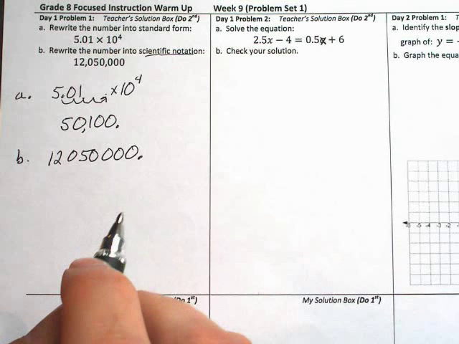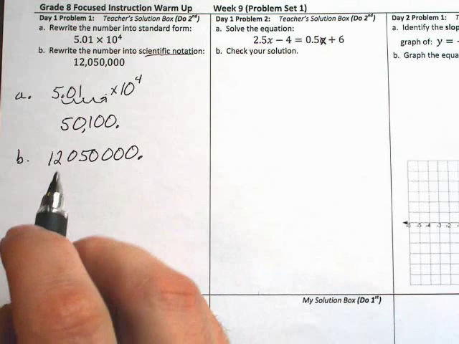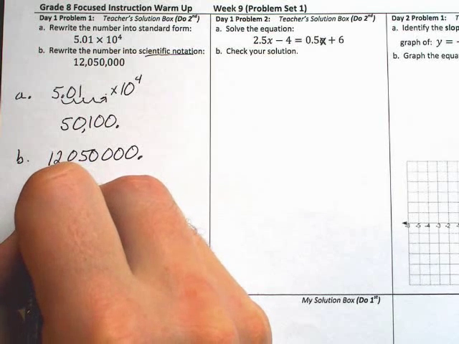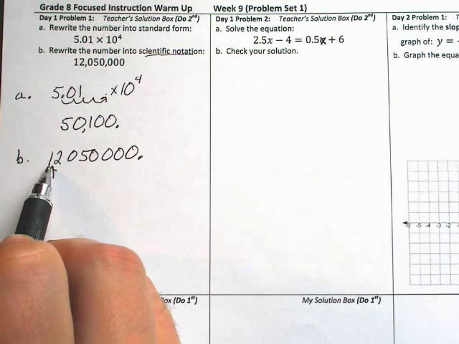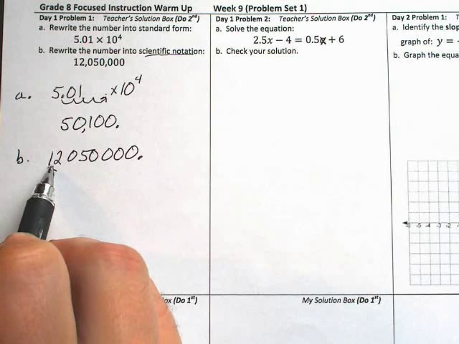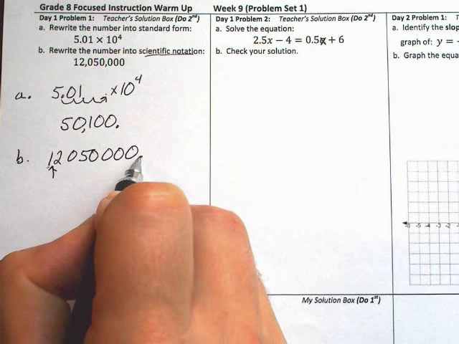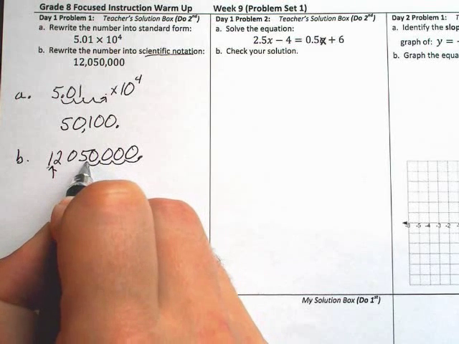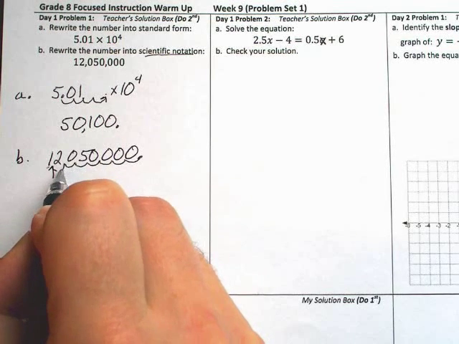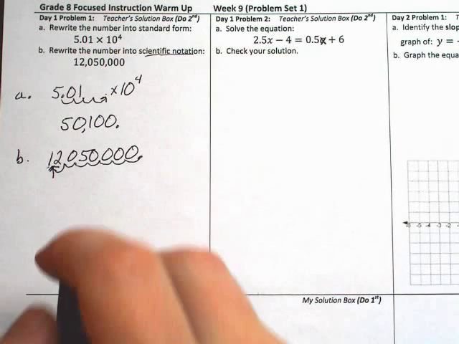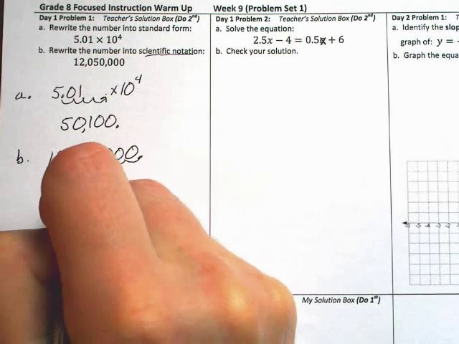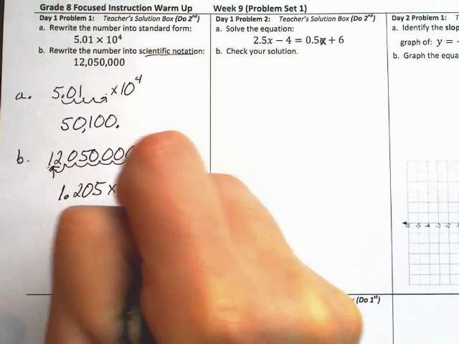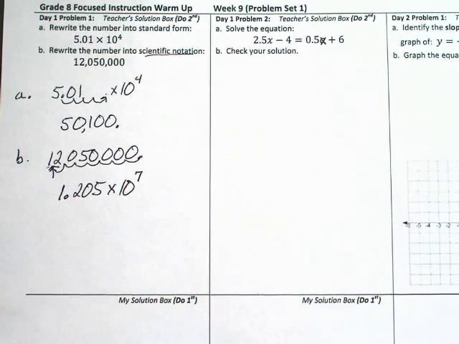to write that number. Now in scientific notation, there is only one non-zero number to the left of the decimal point. That means we'd like to put the decimal point here so that the digit 1 is that number that comes to the left of the dot. That means that the dot needs to be moved 1, 2, 3, 4, 5, 6, 7 spots. And so our answer in scientific notation is 1.205 times 10 to the 7th power.